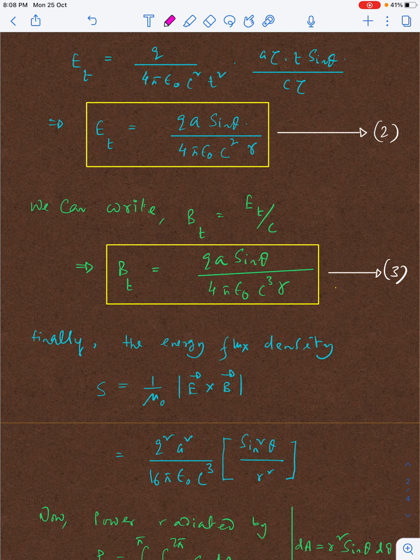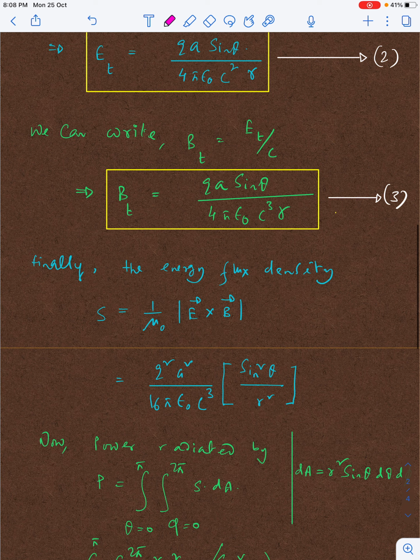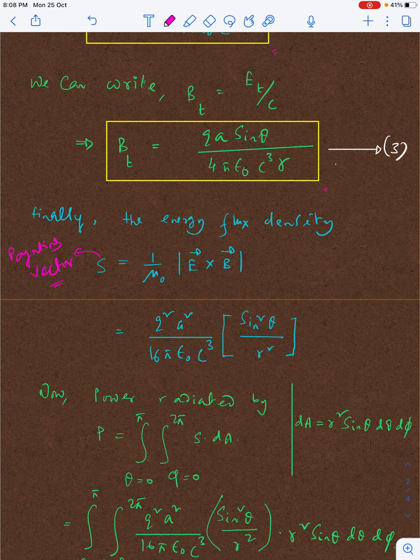Alright. Now I will take one help, and this thing is known as the Poynting vector. Those who have a little bit of understanding about the Poynting vector know it is basically the energy flux density, which can be expressed as 1 by mu naught mod of E cross B. So if I put this E and B result here, I will get that S is coming to be q square a square by 16 pi epsilon naught c cube into sine square theta by r square.